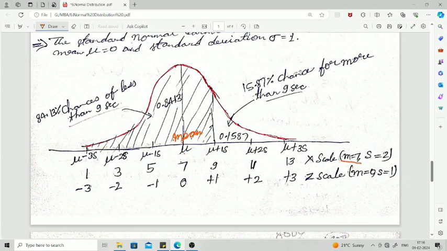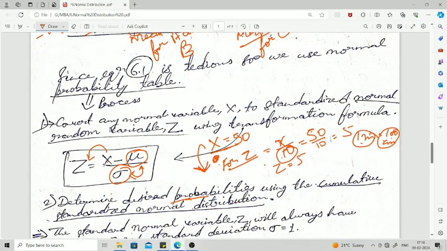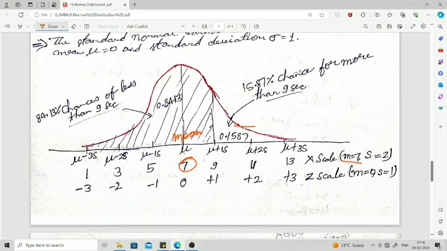Now you can see to the right side, the x scale is written. In this x scale, the mean is 7. In the case of the standardized value of z, you see it was written: convert any normal variable x to a standardized normal random variable. So converting from x to the normal random variable z, we use this formula. For the mean value 7, we take 0. It means whatever the mean is, that is 0 in the standardized scale.